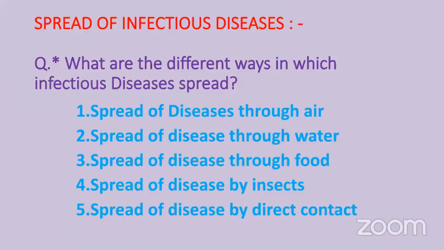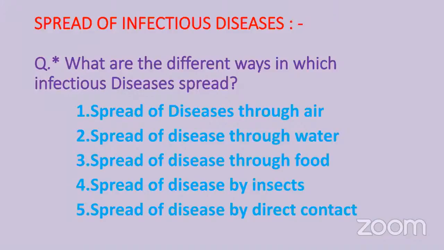Direct contact. Very good. Now, there are 5 ways how a particular disease spreads. First is it spreads through air. Remember these points, okay? Second, it spreads through water. Third, it spreads through food, whatever we eat.